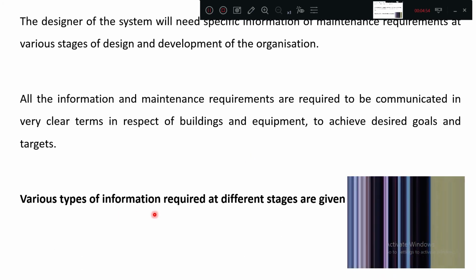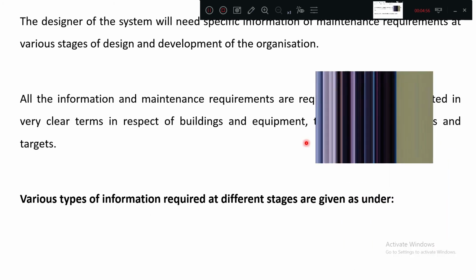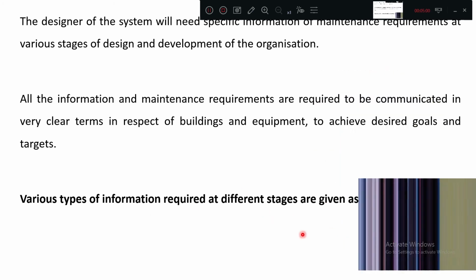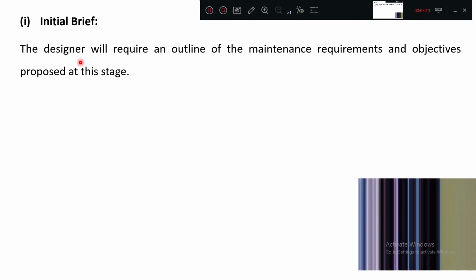Various types of information required at different stages are given as under. We might have different stages. We will see one by one what type of information is required and when it is required. First is the initial brief. The designer will require an outline of the maintenance requirements and objectives proposed at this stage.